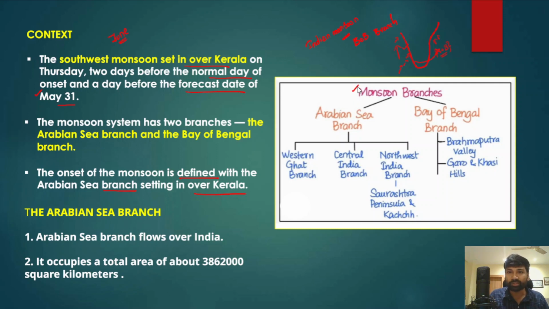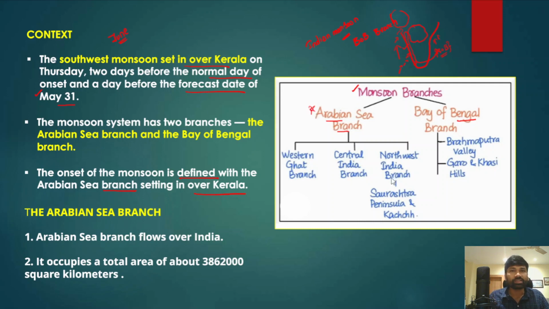There are two monsoon branches. One is the Arabian Sea branch and the next one is the Bay of Bengal branch. And this Arabian Sea branch spreads over the Western Ghats region. So this is the Western Ghats region, right? So you all knew about this. And apart from the Western Ghats region, central India also comes under the influence of the Arabian Sea branch. And after that, the northwestern part of India also comes under the influence of this Arabian Sea branch.